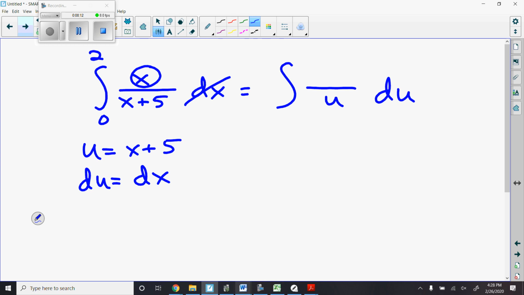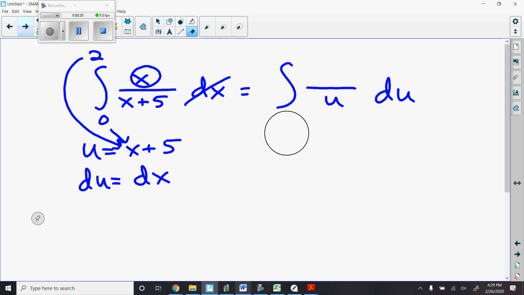I can adjust these limits, right? When x is 0, u is 0 plus 5, which is 5. And when x is 2, u is 2 plus 5, which is 7.